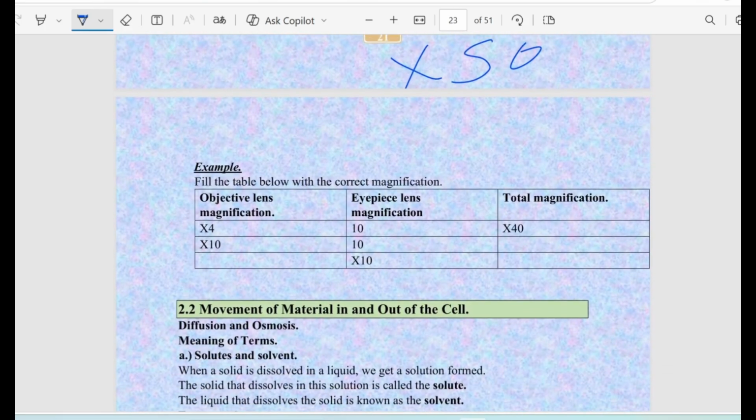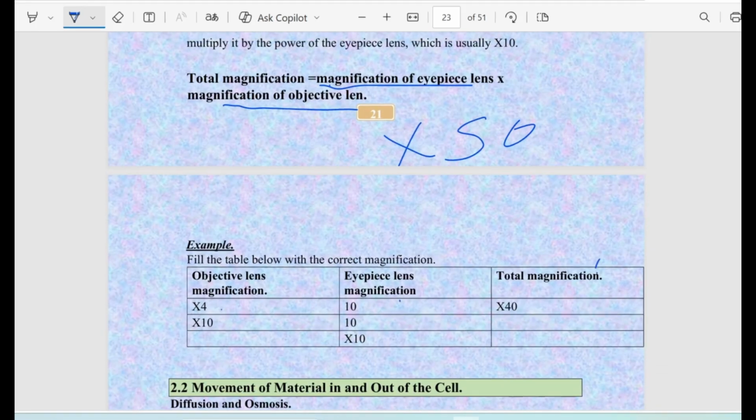enlarged 50 times. There is an example below and I want you to take a screenshot of that example. You fill in the table below with the correct magnification. And remember the formula is magnification of the eyepiece lens multiplied by the magnification of the objective lens.